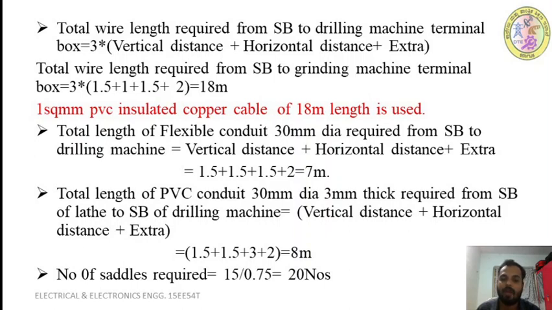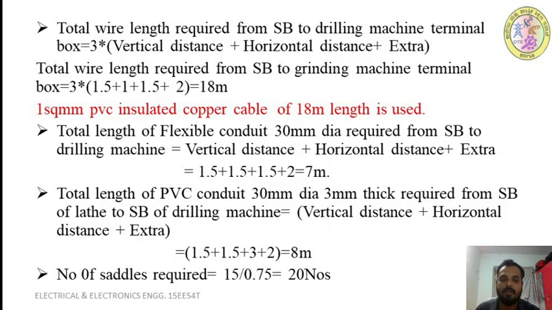Then we have to calculate the flexible conduit length and rigid PVC conduit length. How to calculate it? The total length of 30 mm dia flexible conduit required from the starter board of the drilling machine to the drilling machine is equal to vertical distance plus horizontal distance plus extra. That is 1.5 meter vertical drop plus 1.5 meter vertical rise plus 1.5 meter horizontal distance plus 2 meter. It becomes approximately 6.5, which we take to the whole number, that is 7 meter.